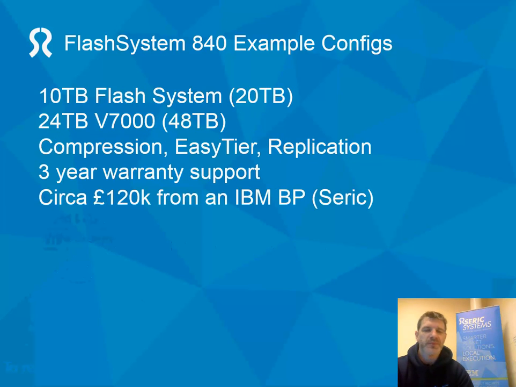Storwize. So here's another example config: 10 terabyte flash system with 24 terabytes of Storwize, giving you the compression ability, giving you the EasyTier ability, giving you replication, again with 3-year warranty and support. So that compression is probably going to give you 20 terabytes plus on your flash system, 48 terabytes plus on your V7000. Okay, so you're looking at 70 plus terabytes for 120k.